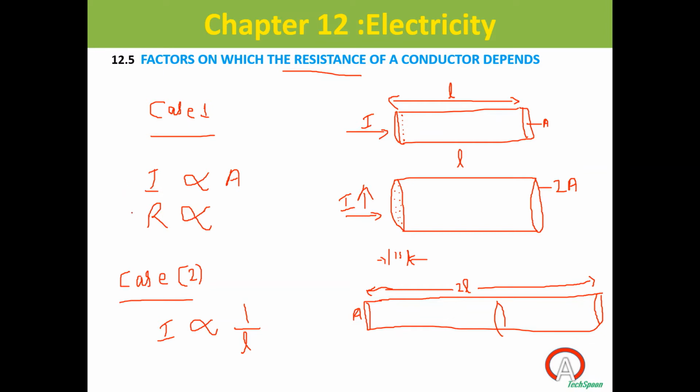Just opposite to this relation. How will it vary? Joshua? Sir, when area increases, resistance decreases. So we can say that resistance is inversely proportional to area of cross section.